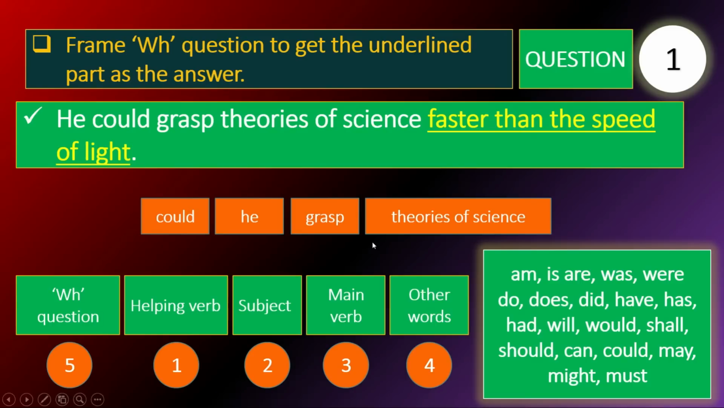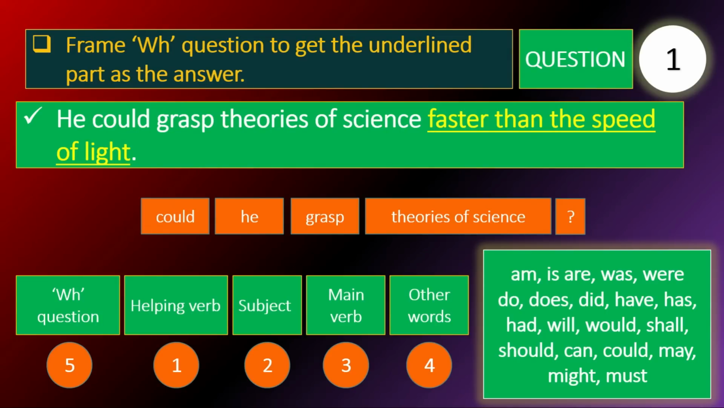Now, how does this look? Could he grasp theories of science? We have to put a question mark. Could he grasp theories of science? Now, when somebody asks this question, you need to say yes or no. It means we have framed a yes or no type question now.